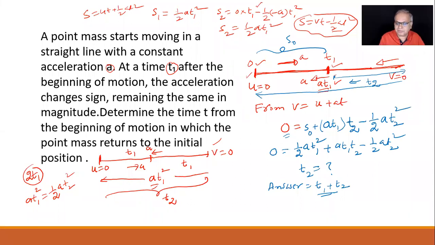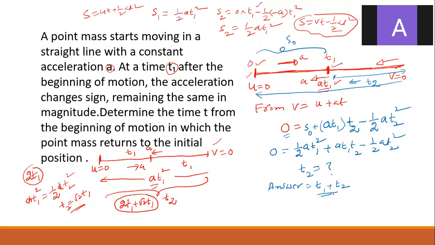Do you follow? Distance covered is A T1 square. Initial velocity is 0. What do you say? So A gets cancelled. I'll get T2 as root 2 T1. So my answer will be 2 T1 plus root 2 T1. This is in terms of T1. Solve T2 here and add it to this, you'll get the same thing. So this is method 1, method 2.